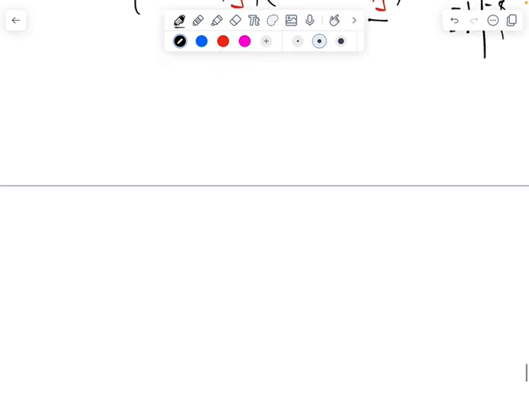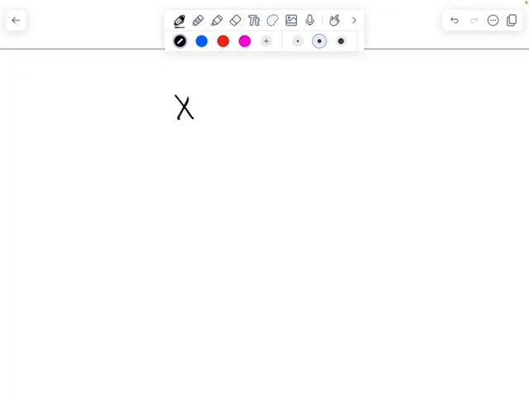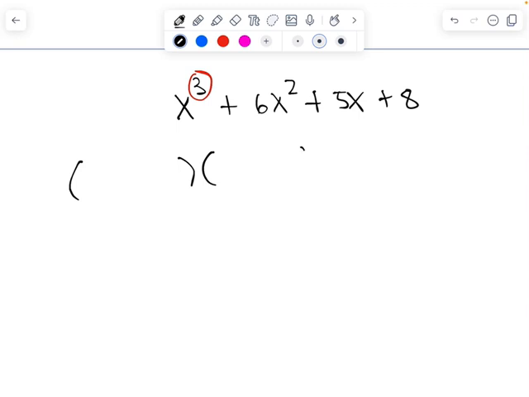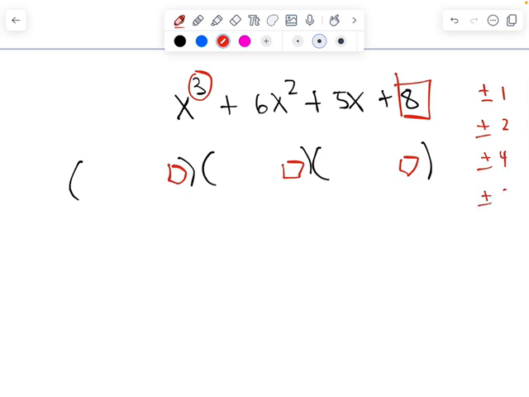Now, the same thing happens for a third degree polynomial: x to the third plus 6x squared plus 5x plus 8. Because this one is a third degree polynomial, that means we would have 3 sets of parentheses. And then this number times this number times this number would have to multiply together to be 8. So when I'm considering the numbers to put in the factors, it might be something like plus or minus 1, plus or minus 2, plus or minus 4, plus or minus 8.